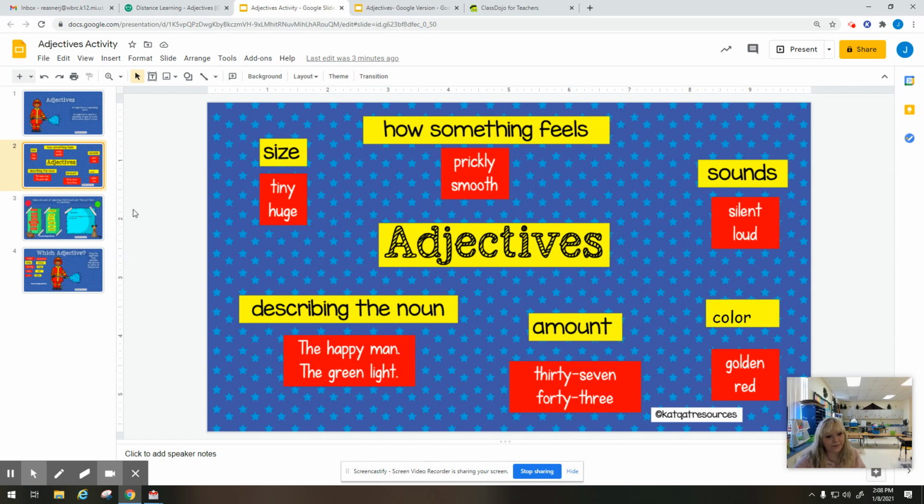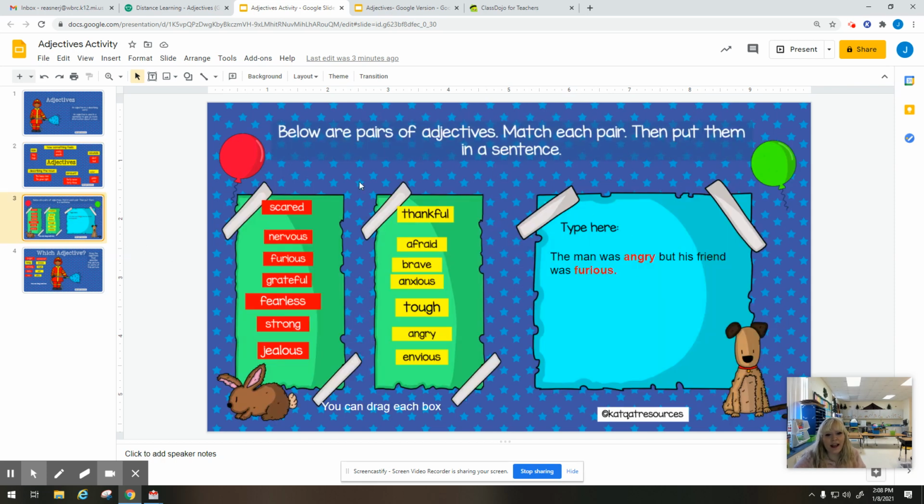So I know that if I see a describing word before a noun, it's going to be an adjective. So let's go ahead now, and we have pairs of adjectives, meaning we have all these different adjectives, and then we're going to find the two words that mean the same. So like right here, the man was angry, that's the adjective, but his friend was furious. Angry and furious both mean the same feeling. They're the same type of adjective. So I'm going to go through and I'm going to say what each adjective is, because these are all adjectives, and then we're going to match them.